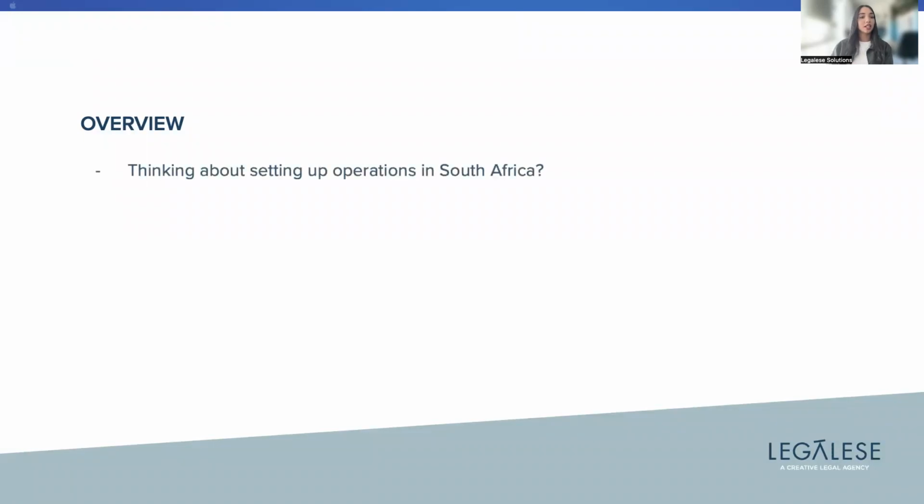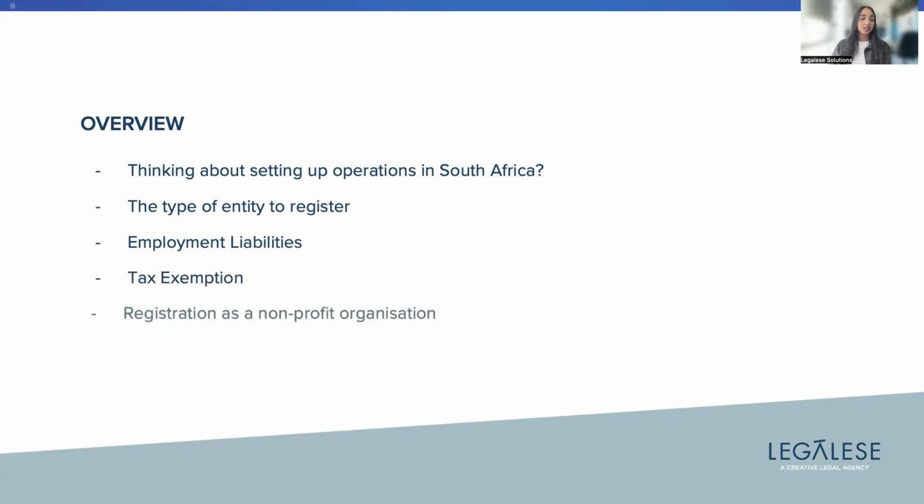So for today, the first thing we'll be touching on is just generally, are you thinking about setting up operations in South Africa? And what are non-profit or international non-profit entities? Next, we'll be considering, or what I consider the most important consideration, the type of entity to register here in South Africa. After that, another big one is employment liabilities. This is something that comes up quite often, and we thought it quite important to touch on this topic today. Next is tax exemption, which is everyone's favorite. And lastly, registration as a non-profit organization.